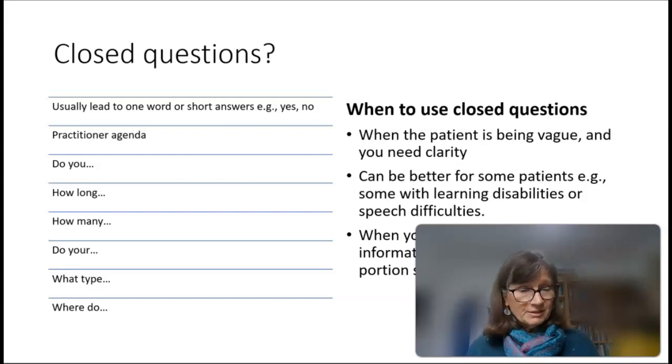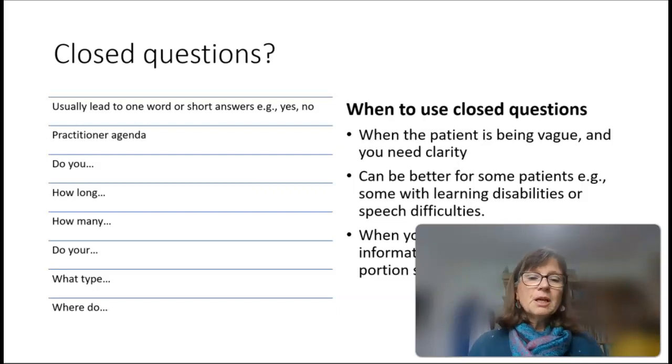So we may want to ask some points of clarity. And there are some people for whom it's better. Talking to perhaps someone with a learning disability, they want short, clear questions. And sometimes when people have speech difficulties, somebody's had a stroke, for example, it's easier if we can give them questions that might have a yes or a no, or a number, just to make it easier for them if they're still struggling with speech.